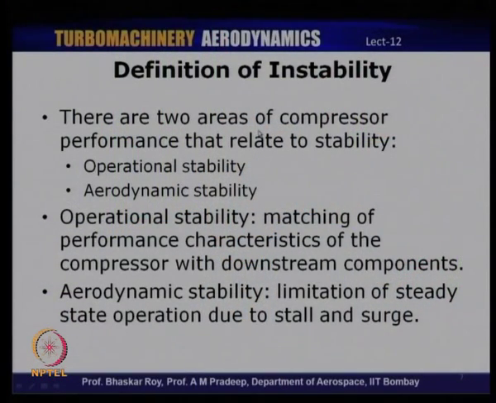We can classify instabilities encountered by a compressor broadly into two types. One is known as operational instability, and the other is known as aerodynamic instability. So, there are two areas of compressor performance that relate to stability: operational stability and aerodynamic stability. Operational stability involves matching the performance characteristics of the compressor with the downstream components. Aerodynamic stability is the limitation of steady operation of the compressor due to what are known as surge and stall.